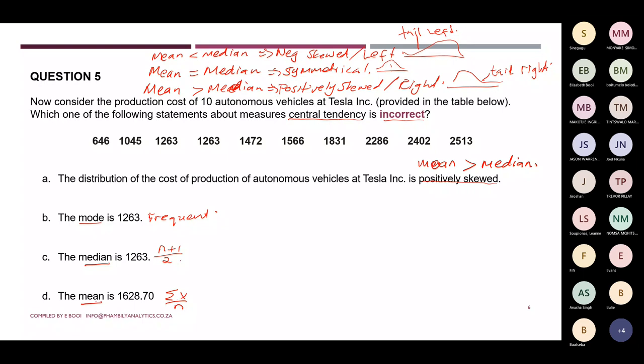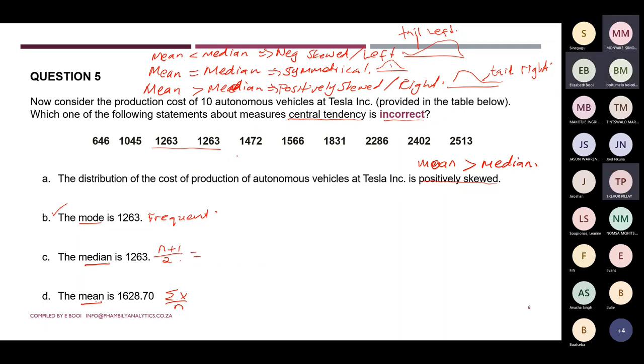Are we winning? Okay, so let's start with the mode. What is the mode? The mode is correct, 263. The mode is the number that appears more than the others, so the mode is correct.